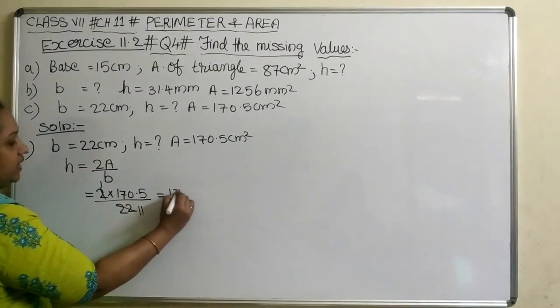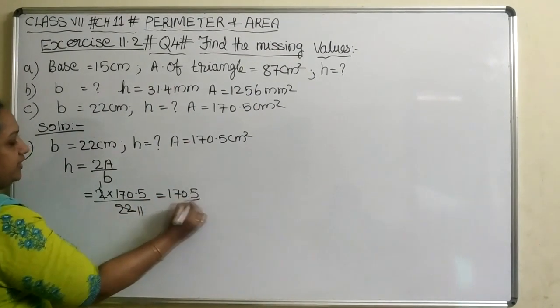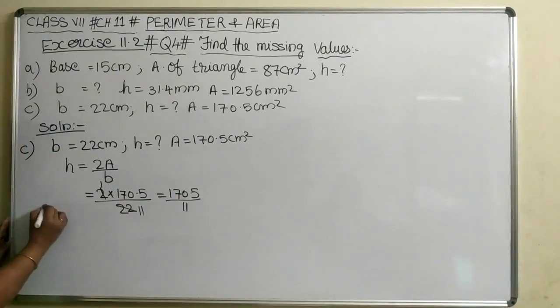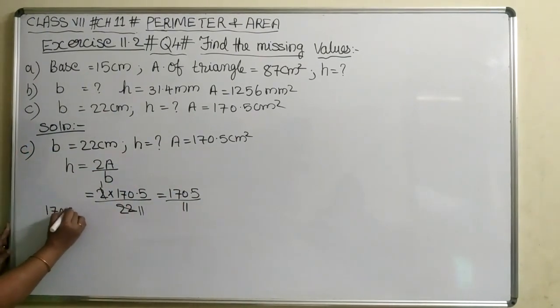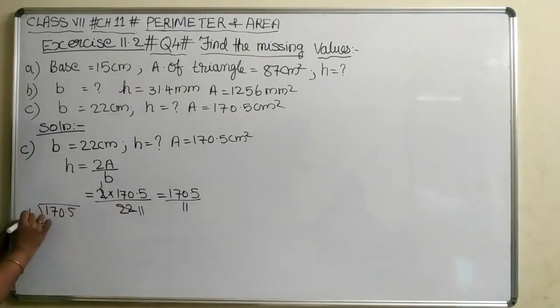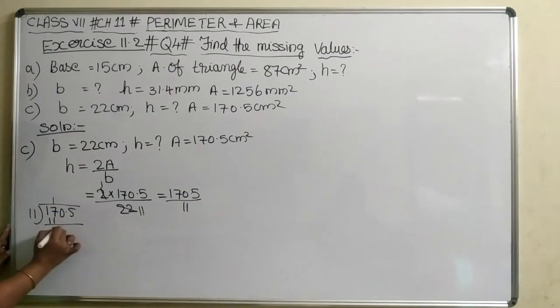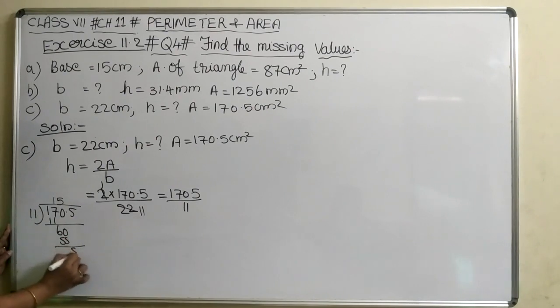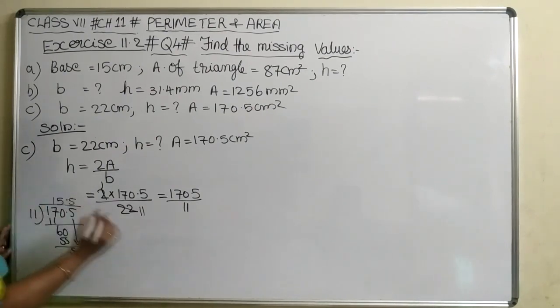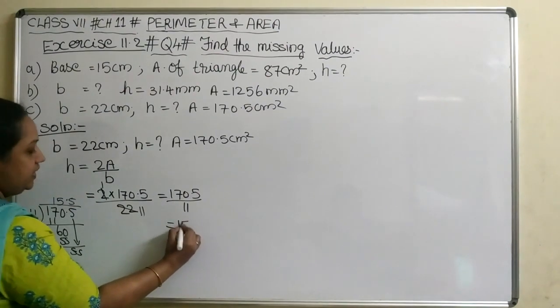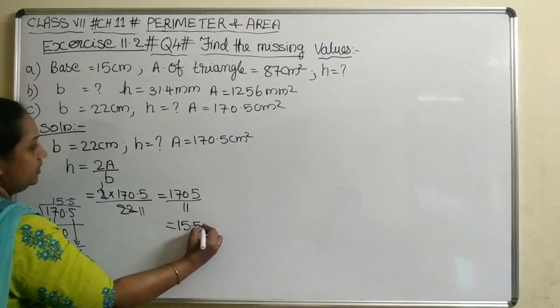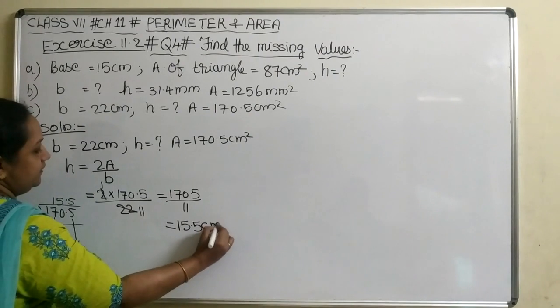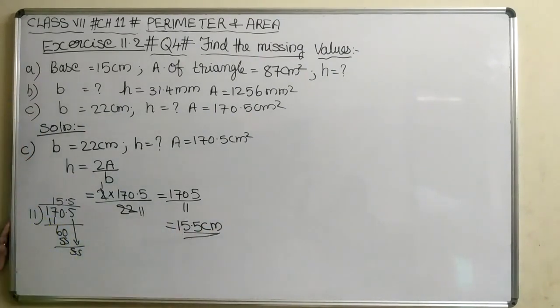So we get 170.5 divided by 11. We can find this by long division method. 1 time 11, 60, 5 times 55. Put the point, 5. So the quotient we got is 15.5 centimeter, which is the height of the given triangle.